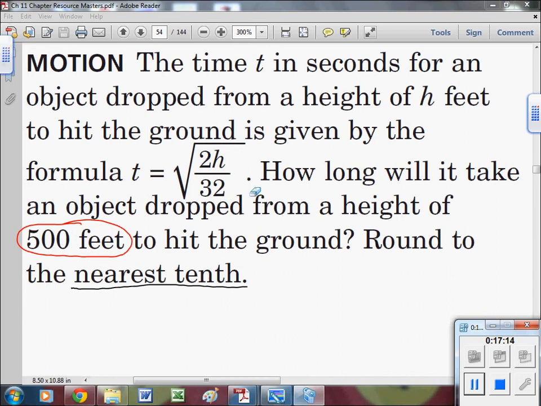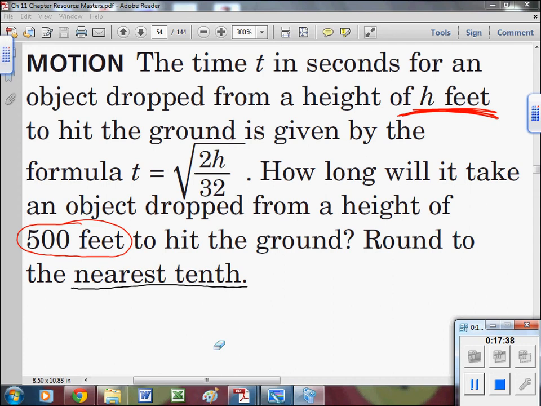So I hesitated because I realized 500 feet, well, that's important information. We just found out that h was the height in feet, which means this h needs to become 500. So write that as a note to yourself. Essentially, h is the input. See what all this equals, and you'll have your output of time. So this is essentially an input-output type of function.